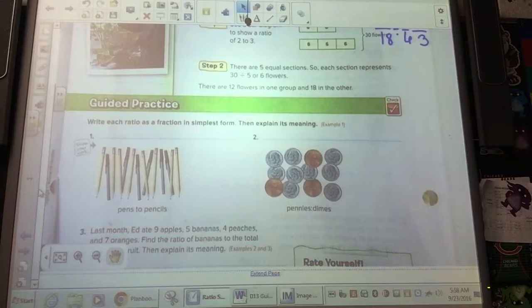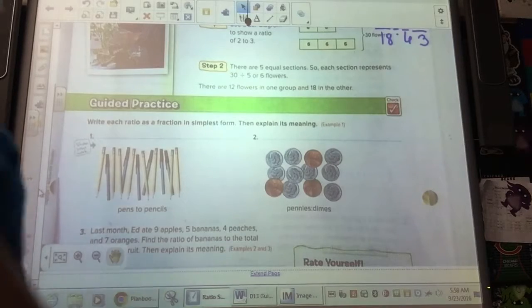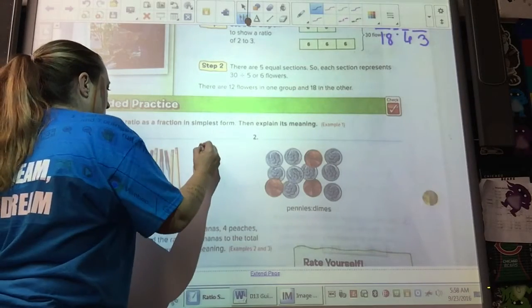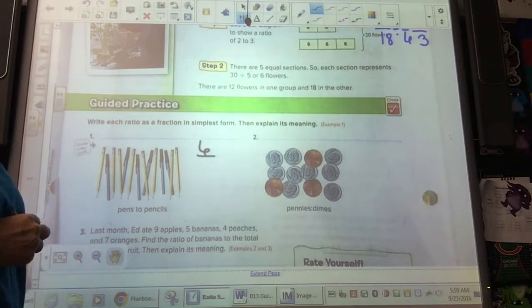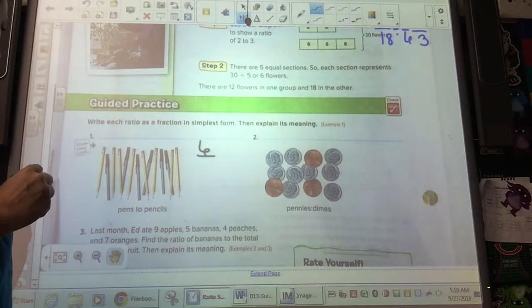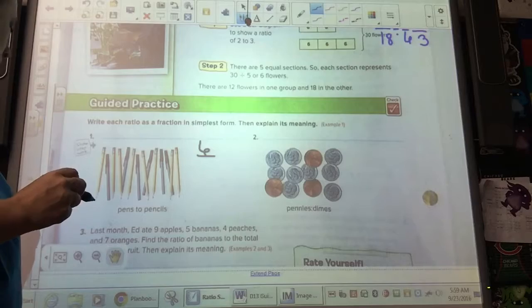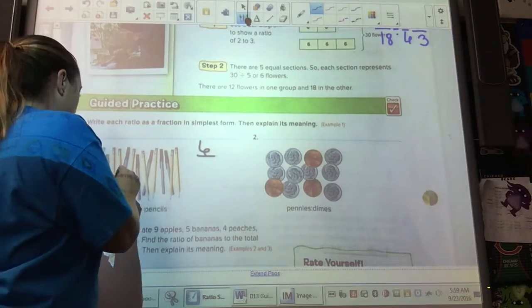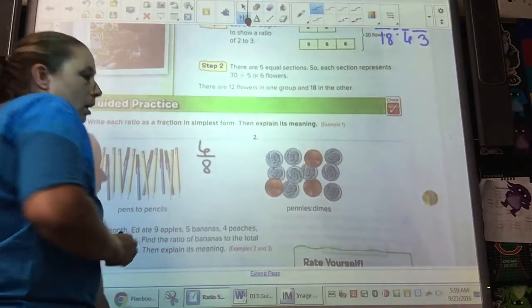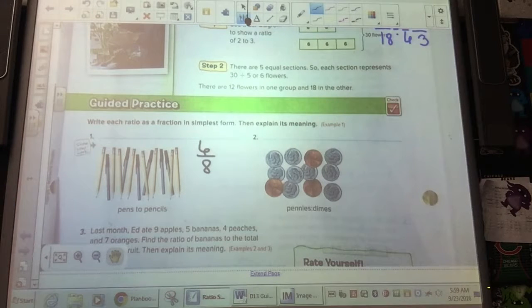So how many pens do we have? I'm counting 6. How many pencils do you have? I'm counting 8. All right, is that simplest form? Is that the lowest that we can go? No, because there is a number. Now 6 can't go into 8, but there is a number that can go into both of those, isn't there?